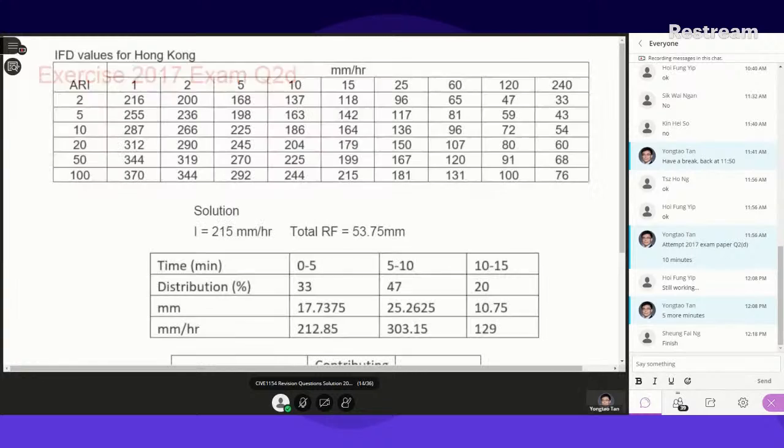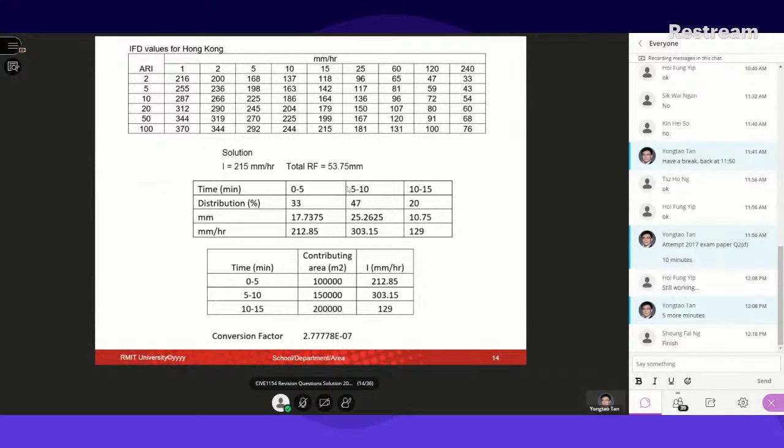Now for these questions, you can see that I shared the slides already. Firstly, we don't know the intensity. We only know the distribution: 33%, 47% and 20%. So how can we get the rainfall intensity, and also how can we get the rainfall hydrograph?